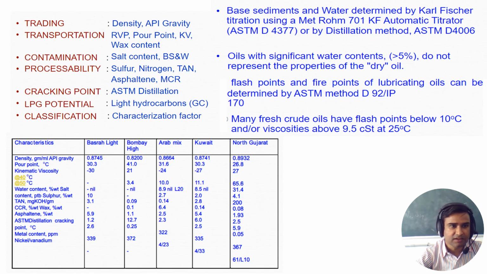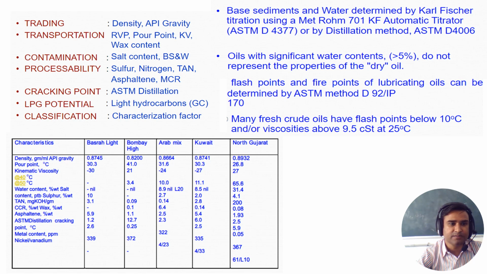Here we show the characterization of the crude oil based on other parameters. For example, for trading purposes, the crude oil can be characterized based on the density and API gravity. For transportation, the crude oil can be characterized based on the RVP, that is Reid vapor pressure, and pour point, kinematic viscosity, wax content. So for transportation purposes, the crude oil can be characterized on the basis of vapor pressure, pour point, kinematic viscosity, wax content, etc.